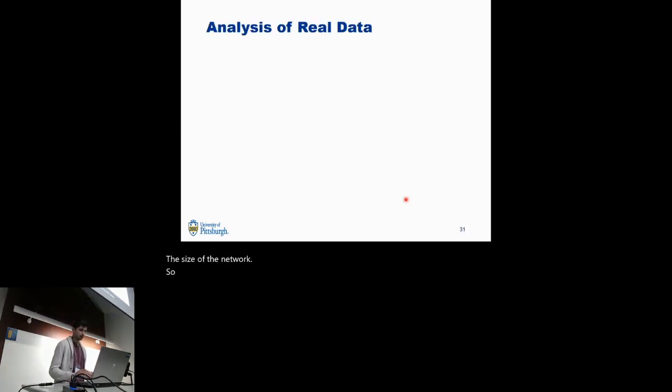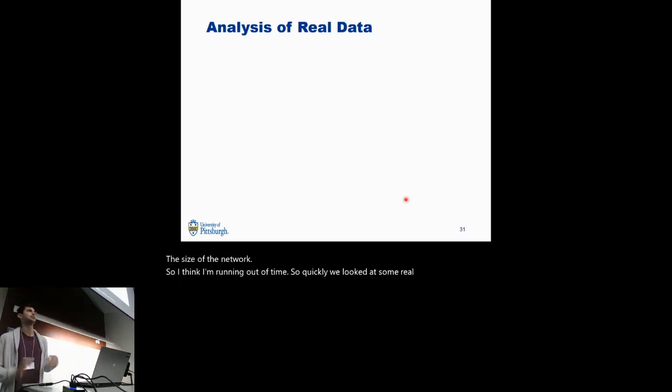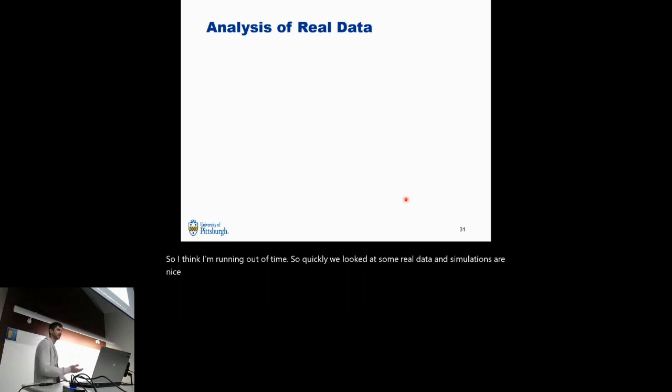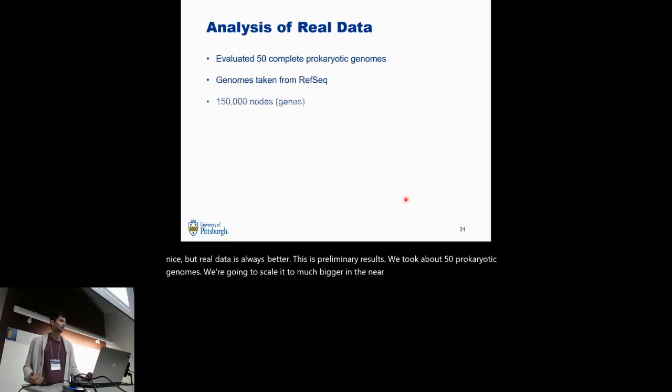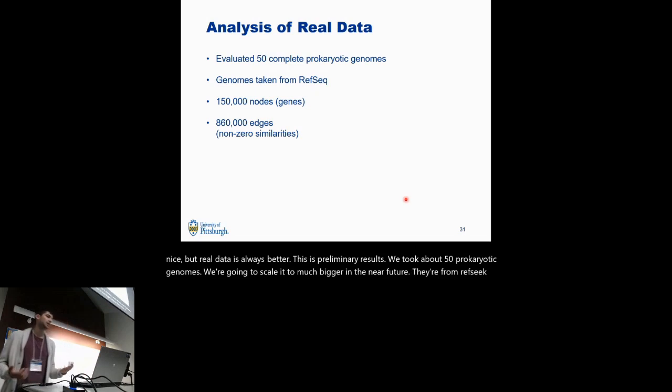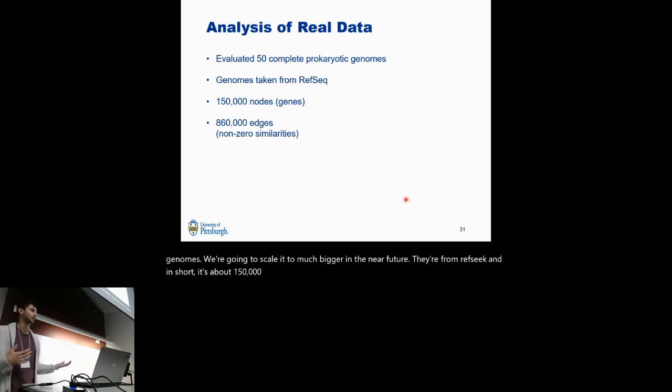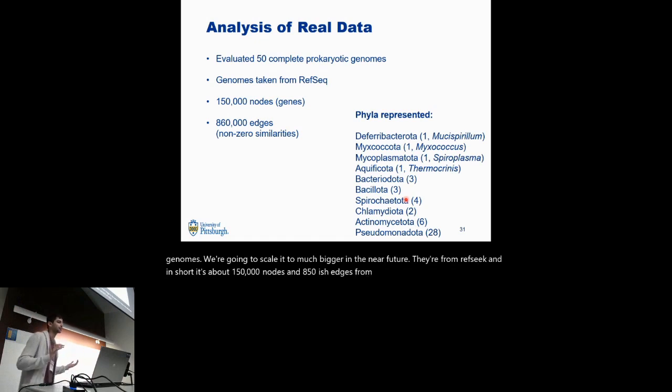I think I'm running out of time. So quickly, we looked at some real data. I mean, simulations are nice, but real data is always better. This is preliminary results. We took about 50 prokaryotic genomes. We're going to scale it to much bigger in the near future. They're from RefSeq, and in short, it's about 150,000 nodes and 850-ish edges from very diverse phyla. Ask me about them later.